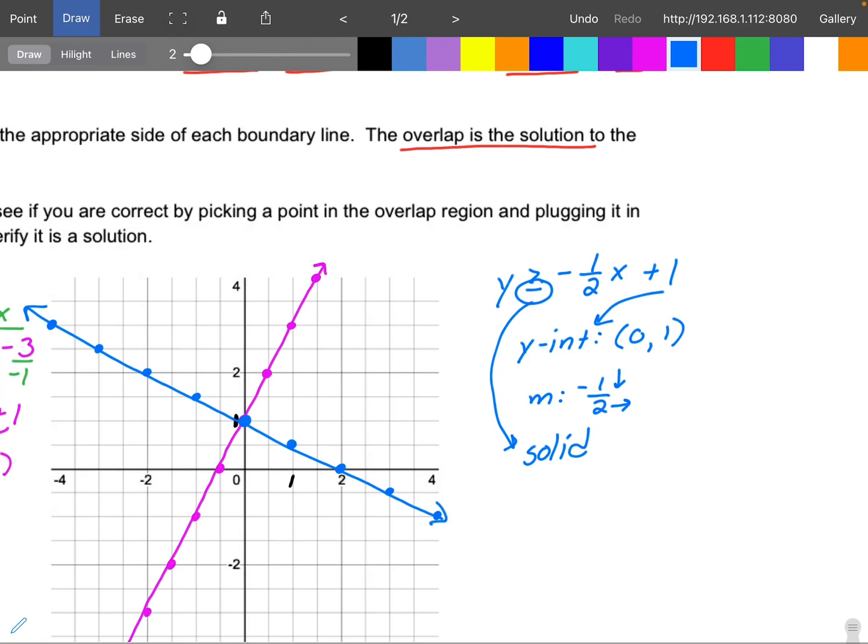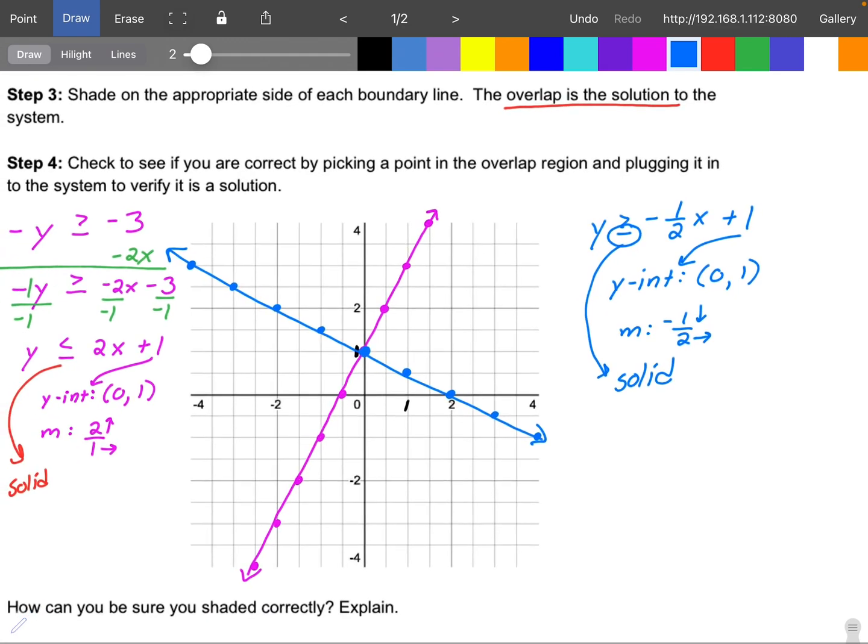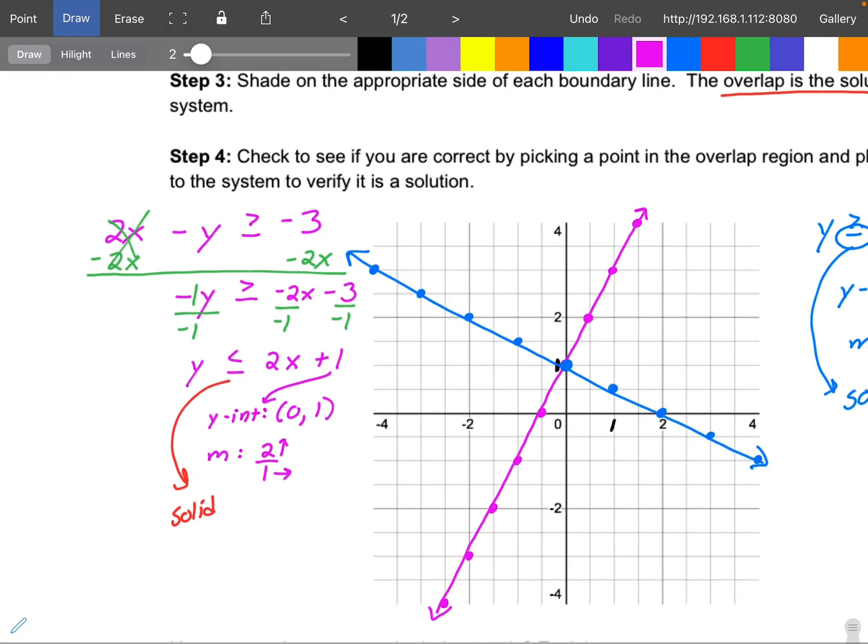All right, now we have both of them graphed. We want to look at shading. So let's start with our pink line. So once we get it to where the y is by itself, we want to look at, is y bigger or smaller than our line? Our line is represented by 2x plus 1, and that tells us that y is smaller. So that means we are going to shade down. So for the pink line, we're going to shade down.